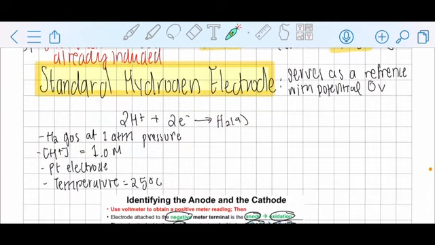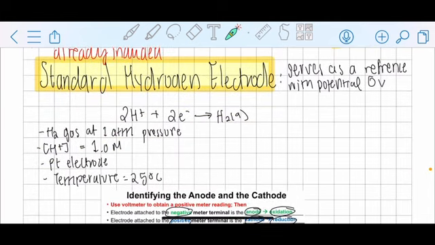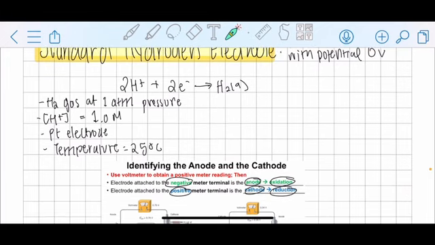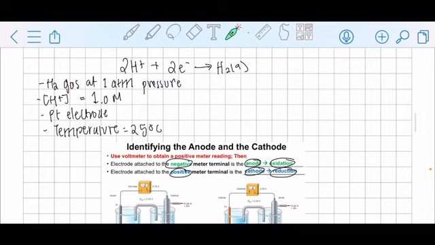Standard hydrogen electrode. It serves as a reference because it has a potential of 0 volts. We can see this here in the hydrogen gas molecule, H2 gas at 1 atm pressure. The concentration is 1 M, the Pt, or platinum, is the electrode, and the temperature is 25 degrees Celsius.